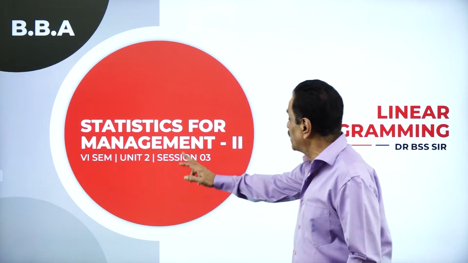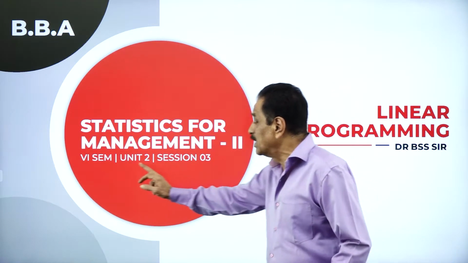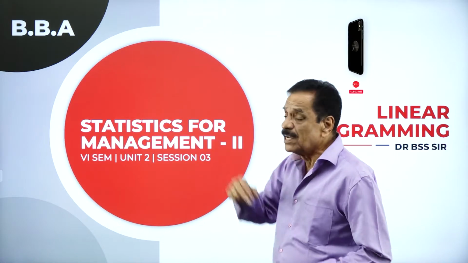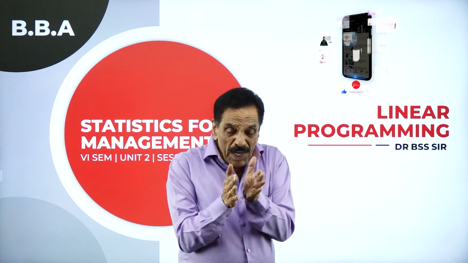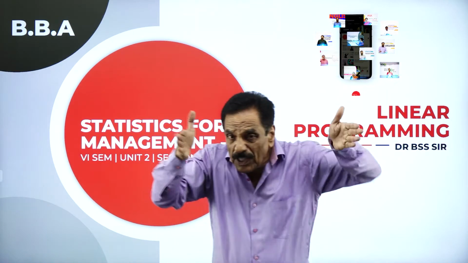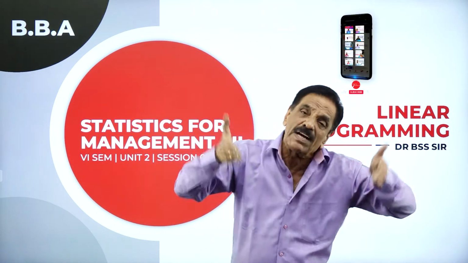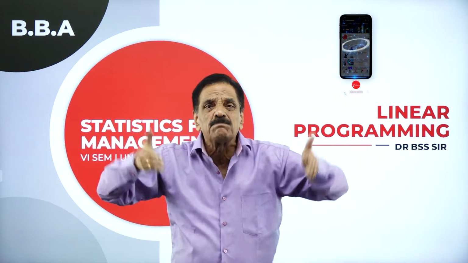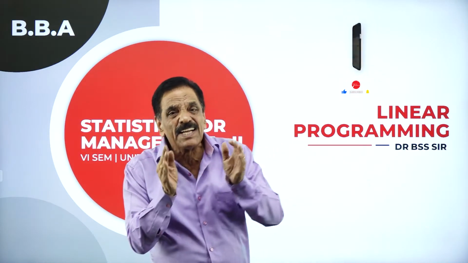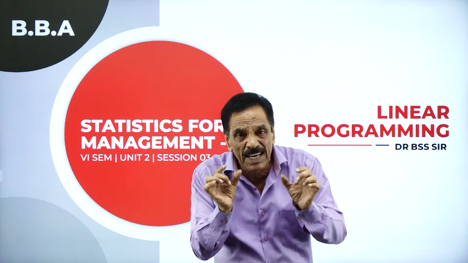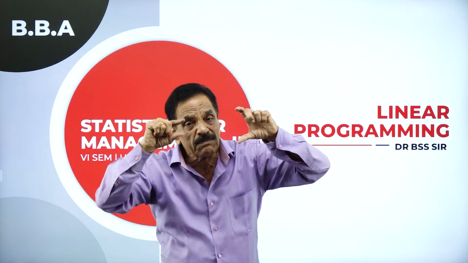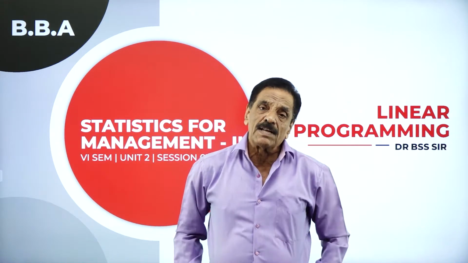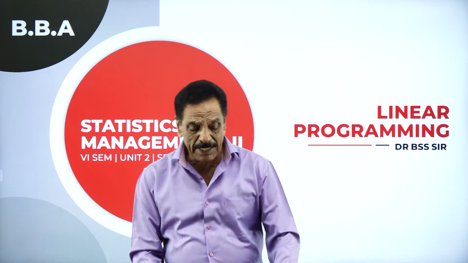I am going to handle Statistics for Management 2, 6th semester, Unit 2, Session 3 for BBA, on linear programming. We have 4 units we require. We will find out where we get the maximum profit, and that can be calculated graphically. It is a program where the maximum profit is available. I will explain slowly.